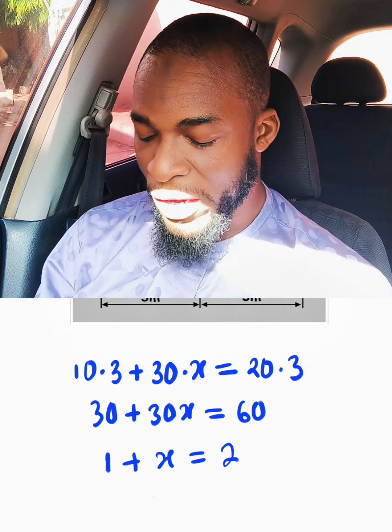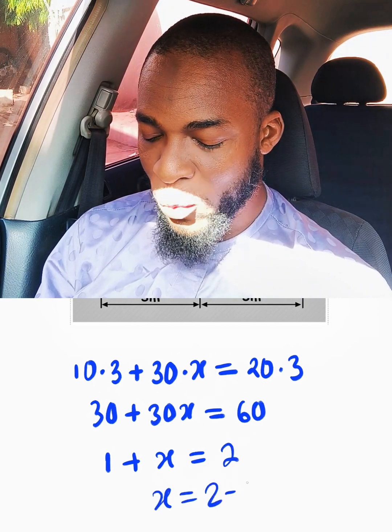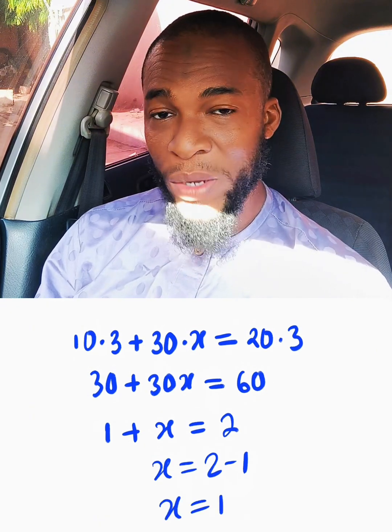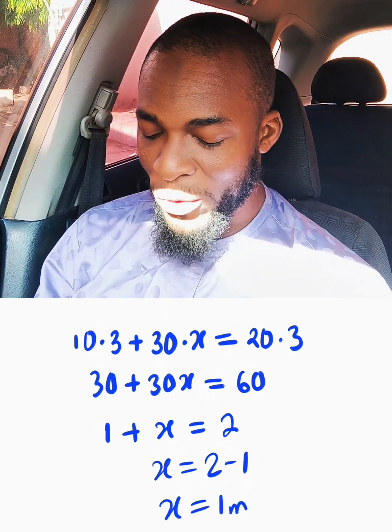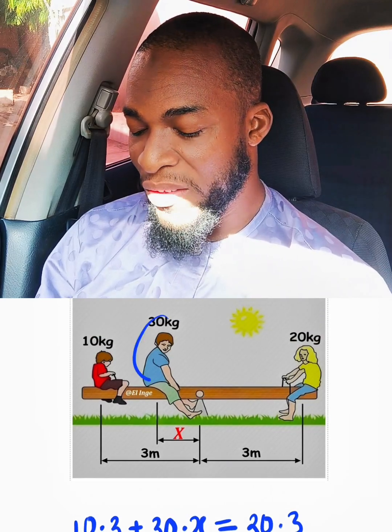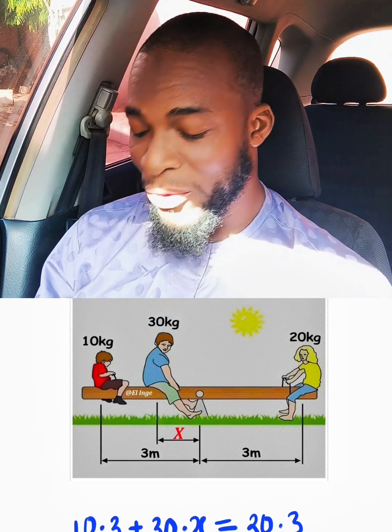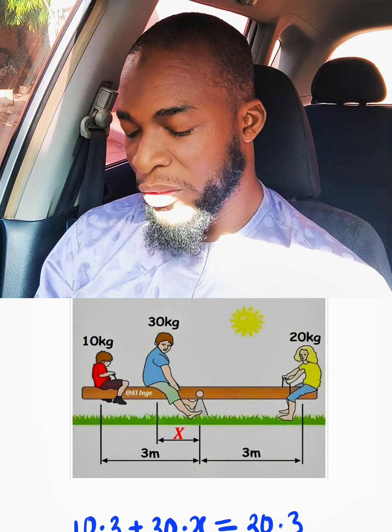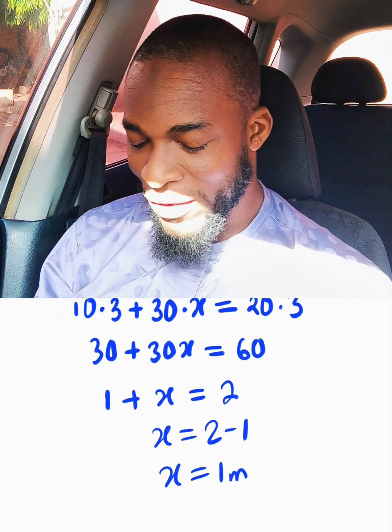Take 1 to the other side. You have x equal to 2 minus 1. And therefore, x is equal to 1. And it is in meters. Therefore, the distance from the pivot to this guy is 1 meter. So he's sitting 1 meter away from the pivot. As simple as that. So the answer is 1 meter.